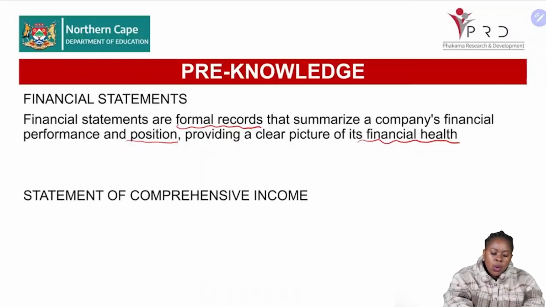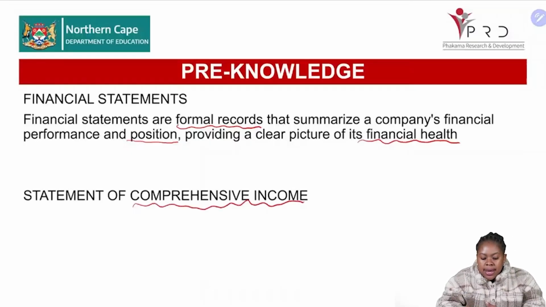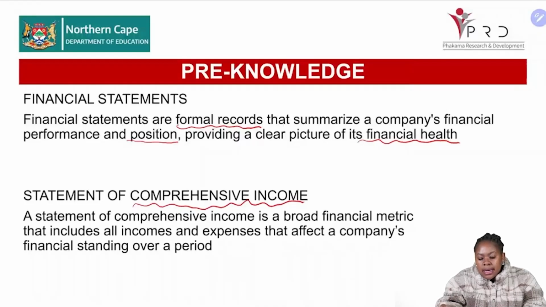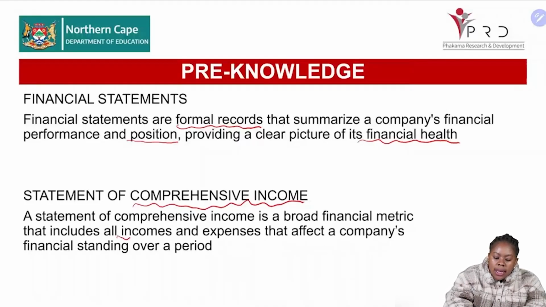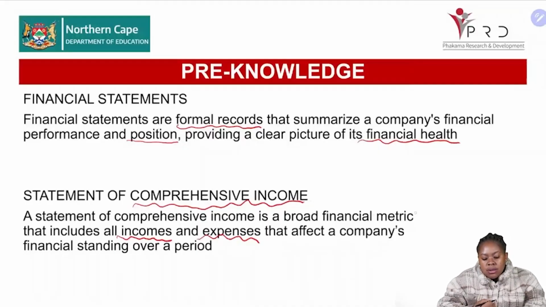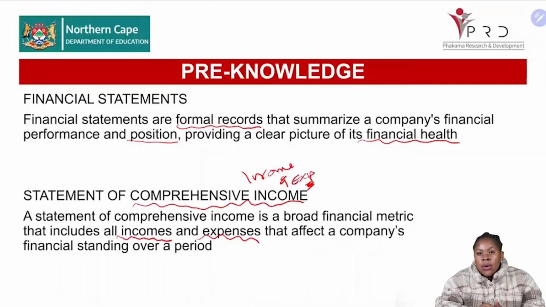Then you also need to know what the comprehensive income statement is, right? So what is a comprehensive income statement? That is the statement that includes all income and expenses that affect the company's financial standing over a period. So in the income statement, we are looking specifically at the income and expenses that the company has earned or incurred in that particular financial year.